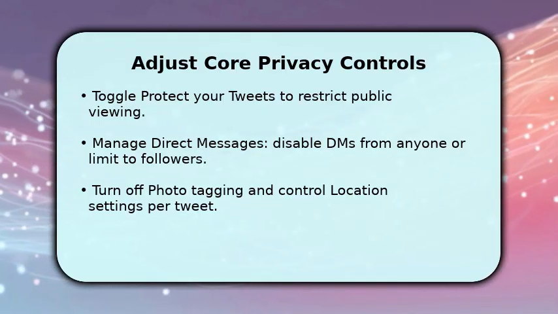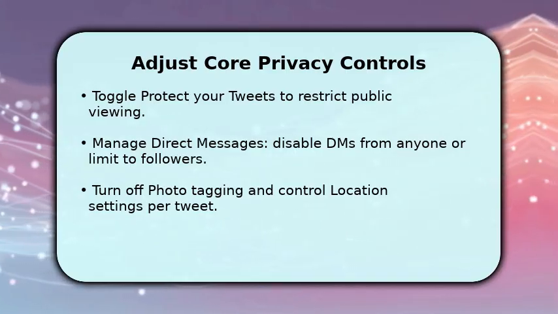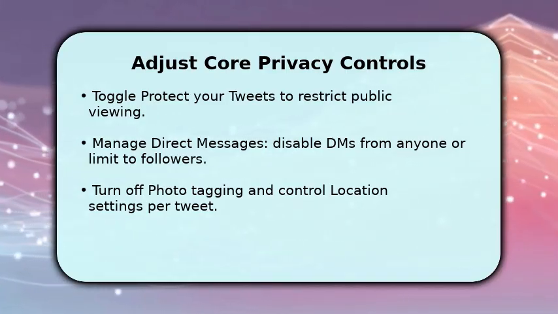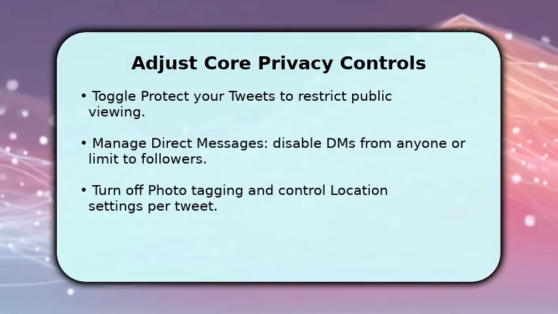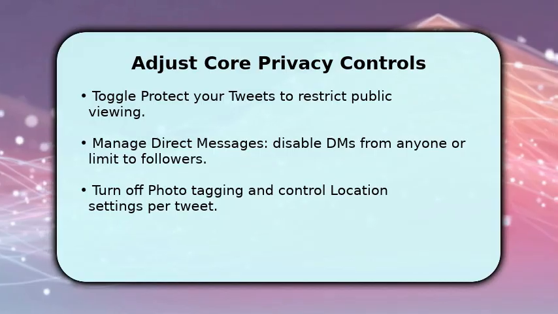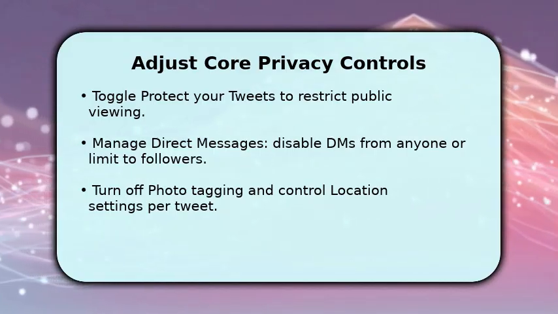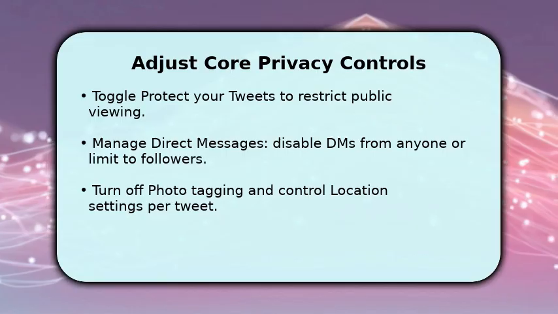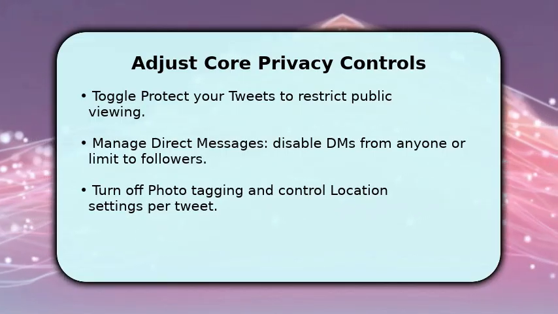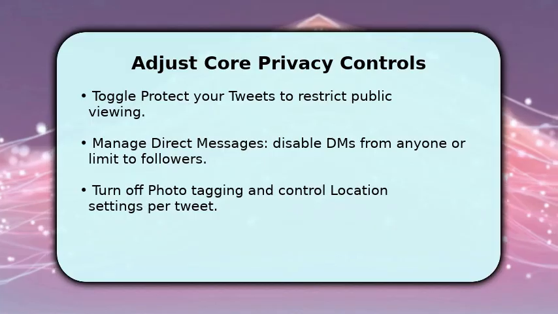Next, open Direct Messages to disable requests or limit messages to people you follow. This reduces unsolicited contact. Then review photo tagging and location. Disable automatic tagging, and set tweet location to never or ask every time for precise control. Make changes deliberately so you keep the finish by reviewing data sharing and personalization.